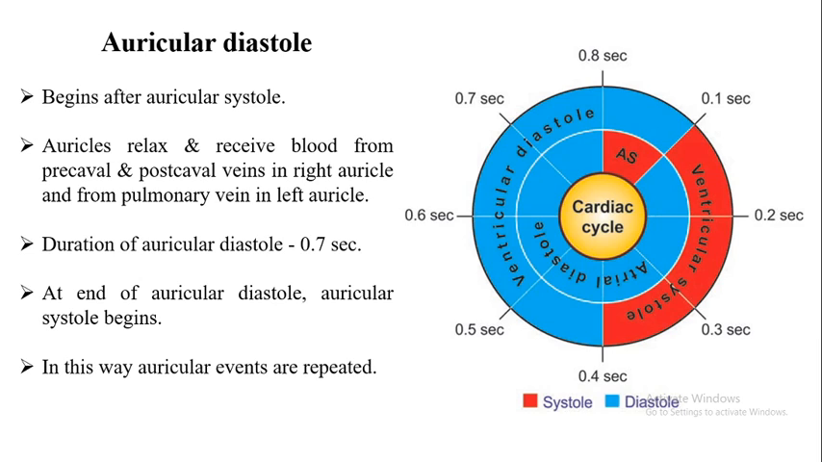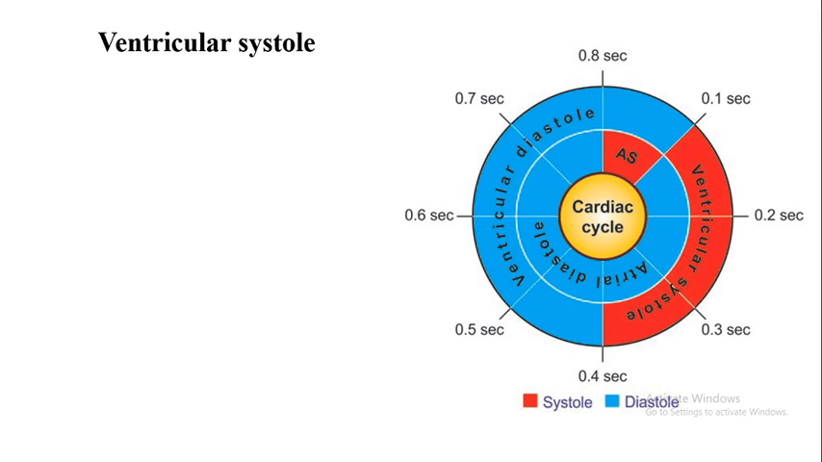The next part is ventricular systole. So look at the diagram here. Whenever the auricular systole is completed, at the next immediate time the ventricular systole starts. So that means ventricular systole begins at the end of auricular systole. When the auricular systole is completed, ventricular systole starts.